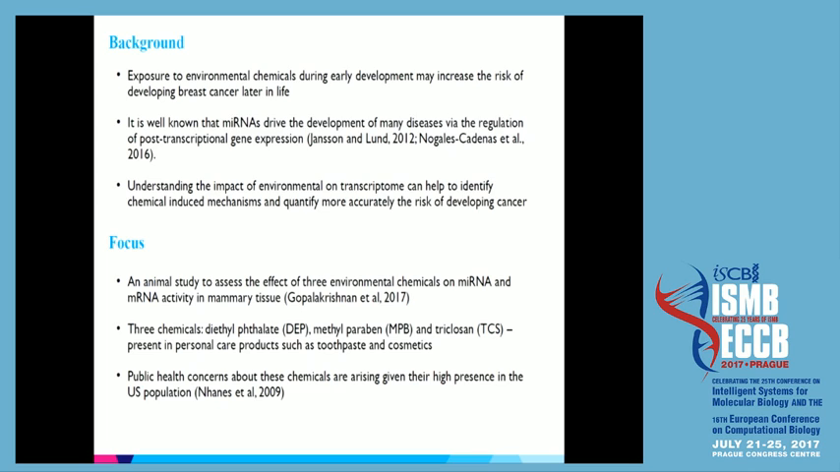For this analysis, we are going to use an animal study to assess this effect. And we are going to consider three chemicals, the P, PB, and TCS, that are chemicals present in many products that we daily consume.